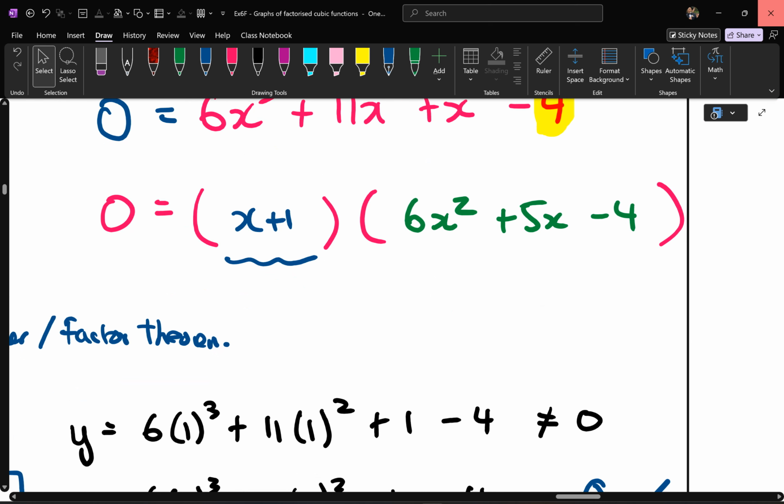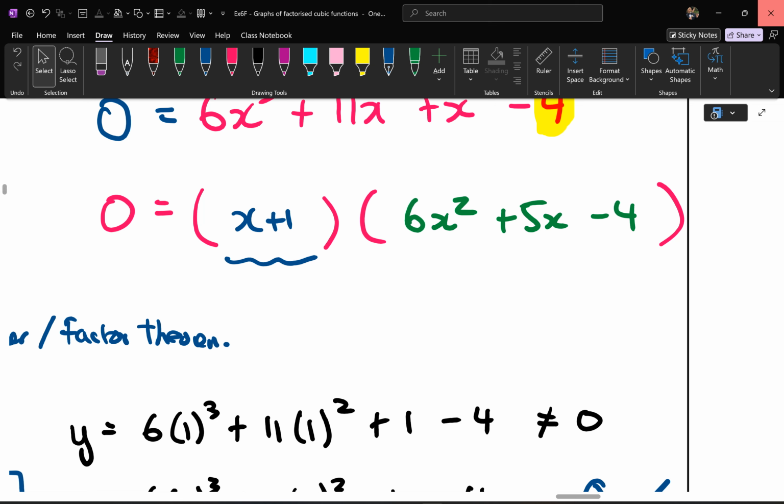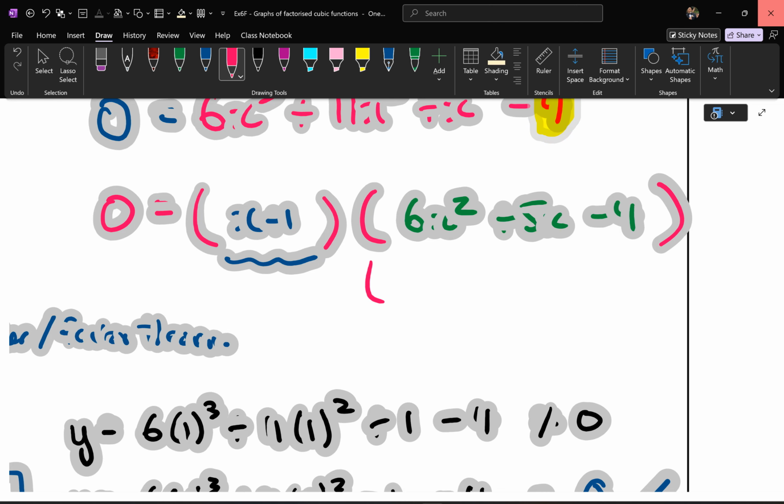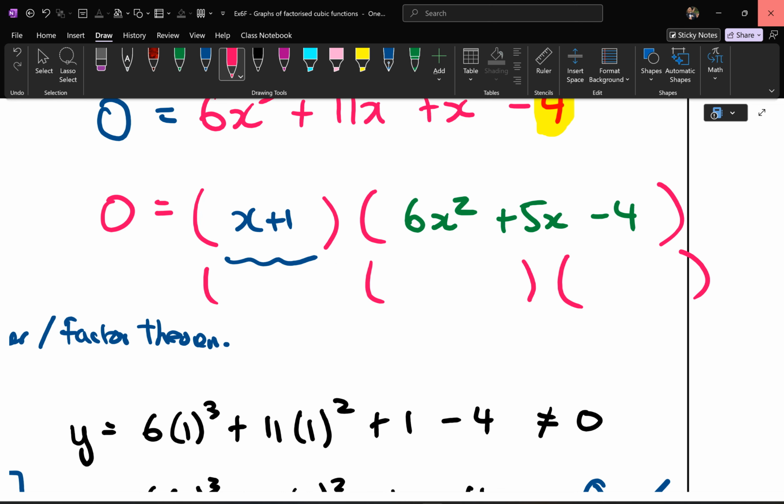From here, how do you get your next 2 brackets? Because remember, our goal is to find x-intercepts. Don't lose your goal. The goal was always y equals 0. And if you can break this into the smaller factors, you can solve. So here we go. What is 6x squared plus 5x minus 4 factorized? This is chapter 3. 2x minus 1, 3x plus 4. All right, let's check that.